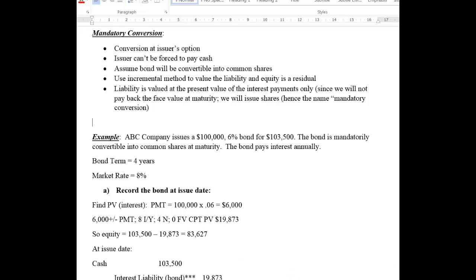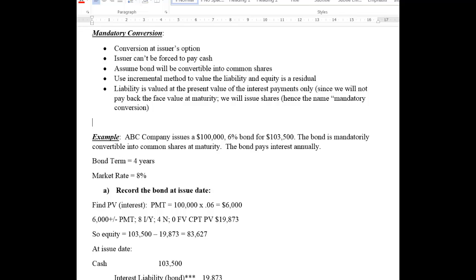When we speak of mandatory conversion, we're speaking about converting a convertible bond at the issuer's option. In this case, since the issuer cannot be forced to pay cash, they can choose to do that at maturity, but they can choose not to and just issue shares. Because they can't be forced to pay cash, we assume that the bond will be convertible into common shares, because this would be the least impactful in a negative way on their cash flow.